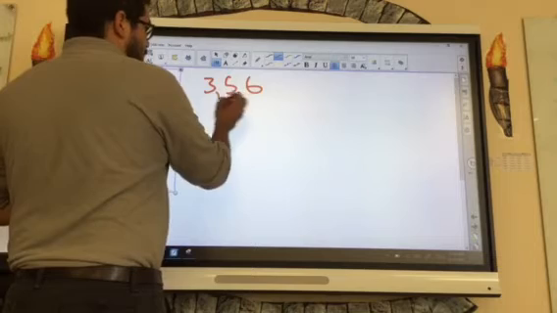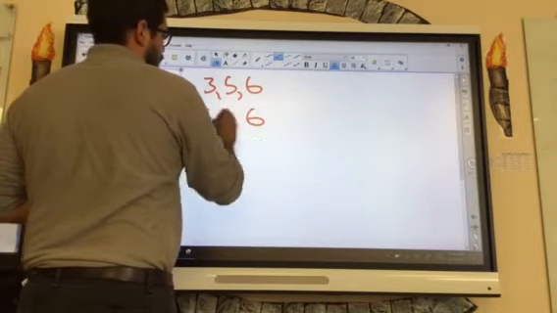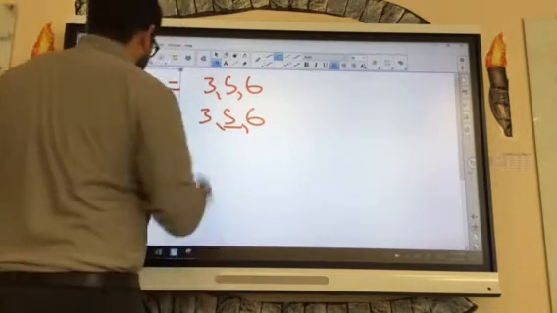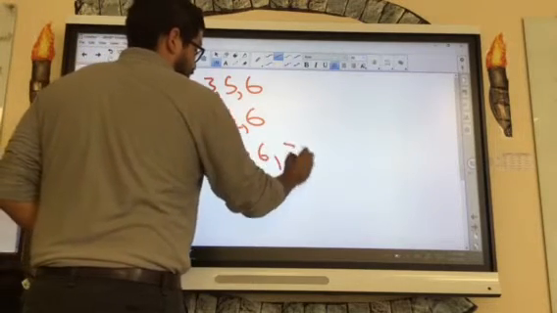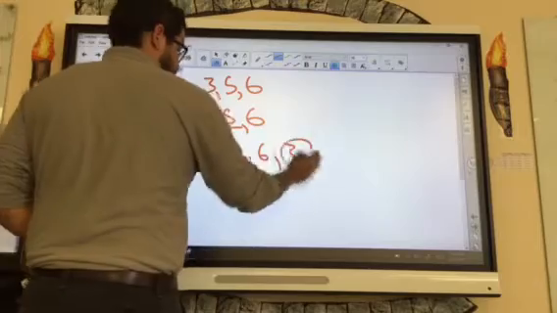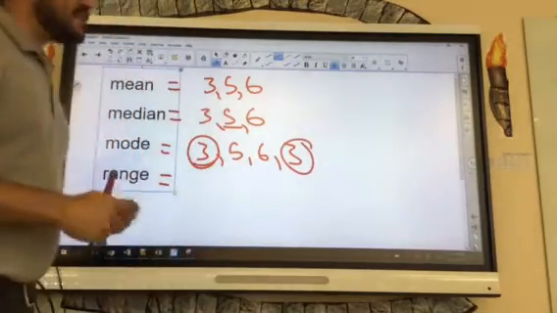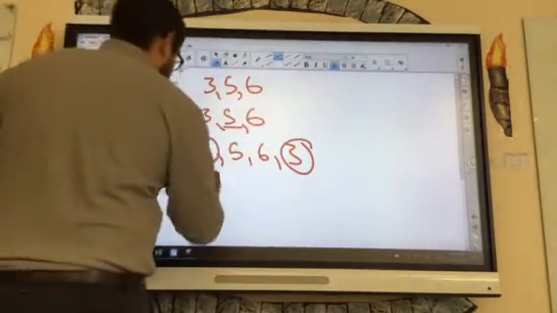The median would be the number in the middle. Okay? The mode would be the number that you see the most. And the range is the distance from the smallest number to the largest number.